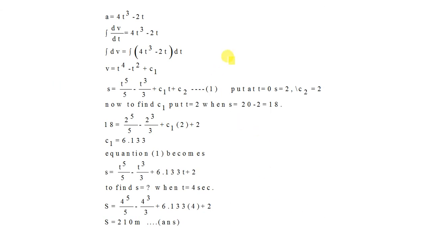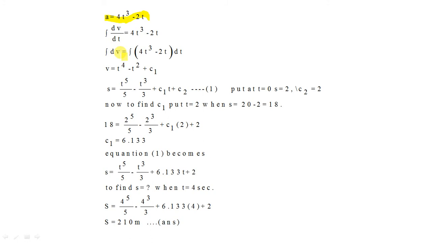Now we know that the equation is given, a is equal to 4t cube minus 2t. So a is equal to dv by dt. Now we have to find out the velocity, so we have to go in the reverse direction. Okay, now here we have to take the integration. So integration of dv and integration of this term 4t cube minus 2t.